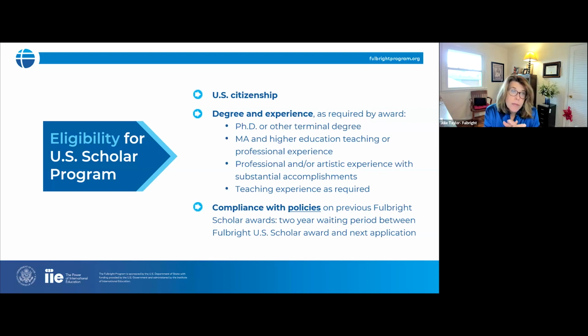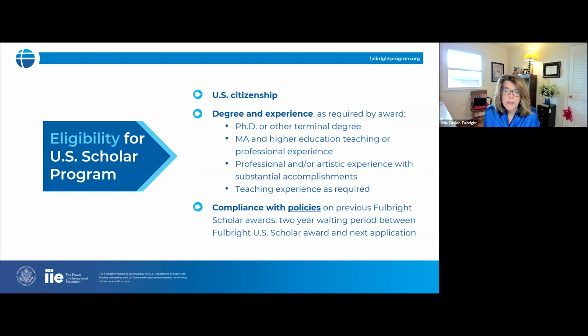For some of them, a terminal degree is required, a PhD, a JD. For others, it's an MA or higher, with higher ed experience or professional experience. Some of them are for professionals and people who are artists. And especially if it's a teaching award, there may be a certain amount of teaching experience that is required.